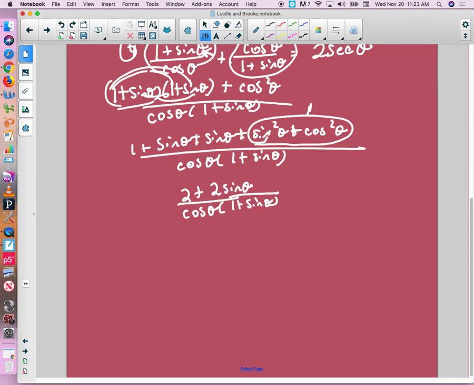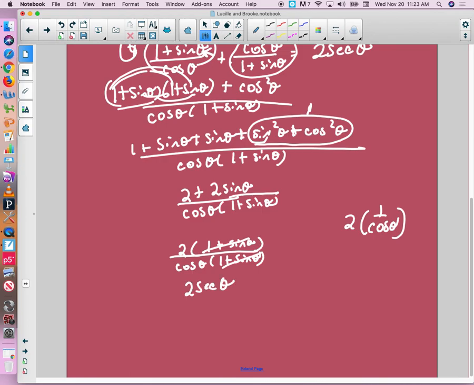What can you factor out of the top? A 2. What does that leave you? 1 plus sine theta over cosine theta times 1 plus sine theta. Now what happens? Cancel. And if 1 over cosine is secant, what's 2 over cosine? Okay, so it's technically like this. Wouldn't that be the same thing? You don't have to write that though. This would be 2 secant theta.